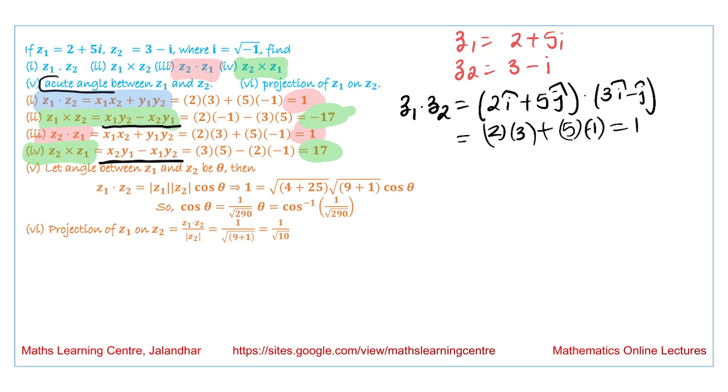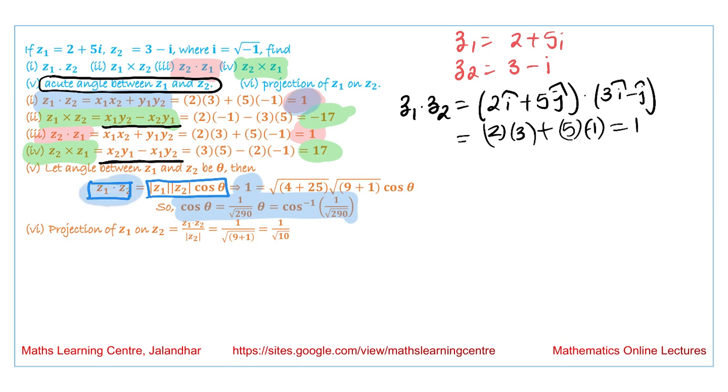Next we have to calculate the acute angle between z1 and z2. To calculate the angle, we use the formula z1 dot z2 is equal to mod of z1 mod of z2 into cos theta. So the value of cos theta we obtain from here is in this form. We have seen that the value of z1 dot z2 is 1, and mod of z1 mod of z2 we have calculated and substituted over here. So the answer for theta is cos inverse of 1 by square root of 290.